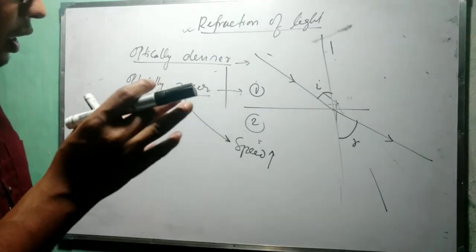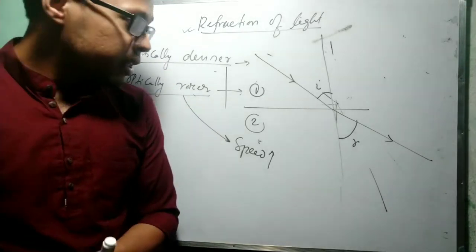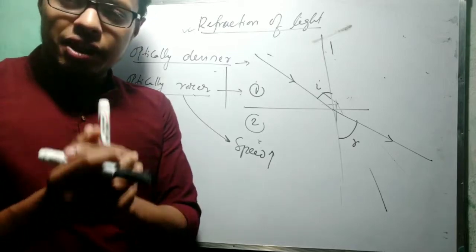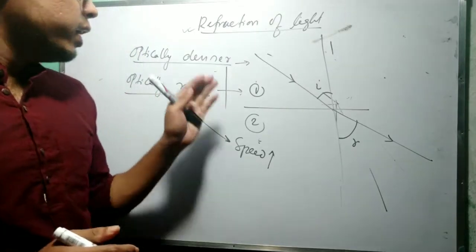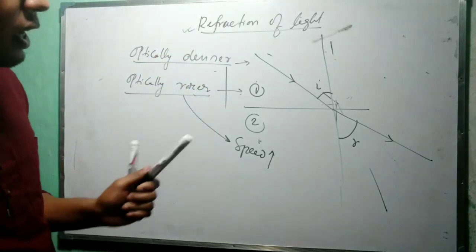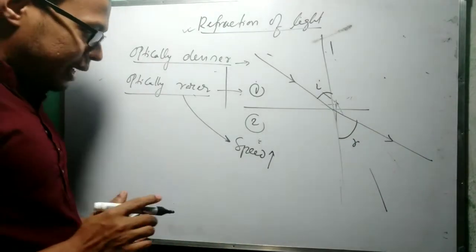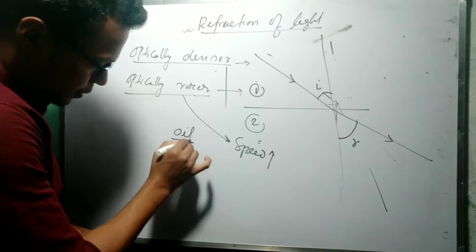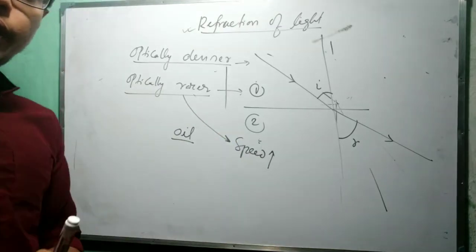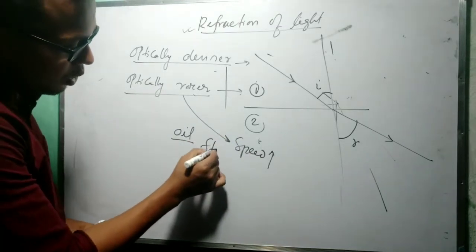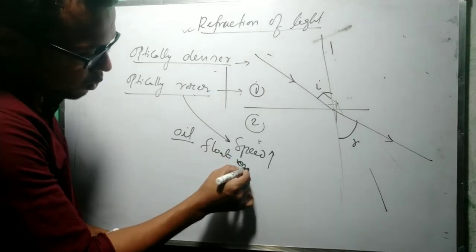Now you can ask, is the normal density and optical density the same or different? No. Here the density and optical density are different. How? Think about one example, which is oil. In the case of oil, it floats on water. Oil always floats on water.